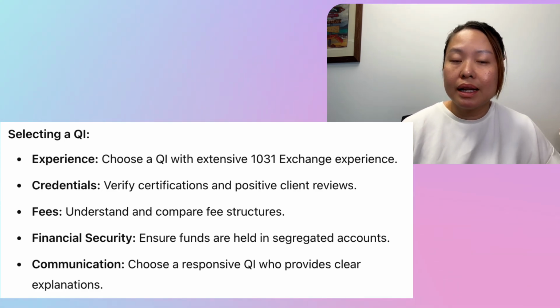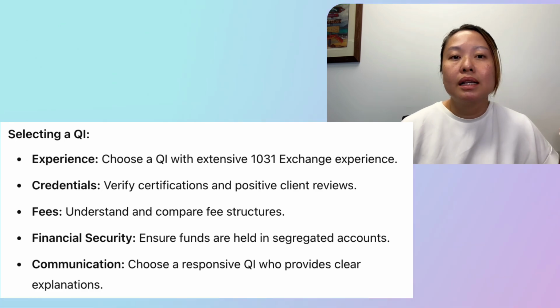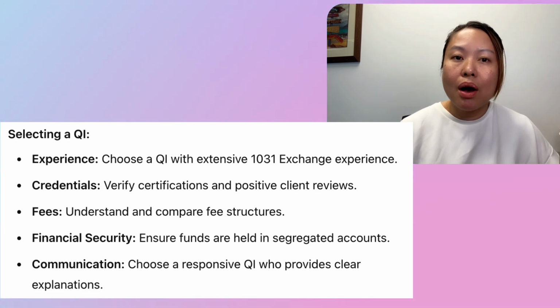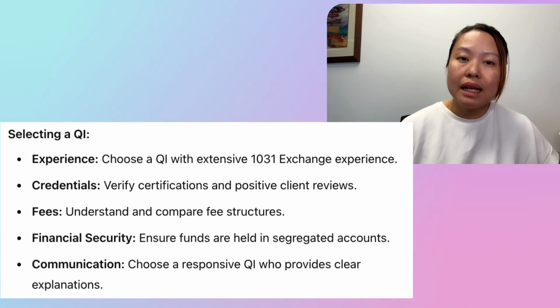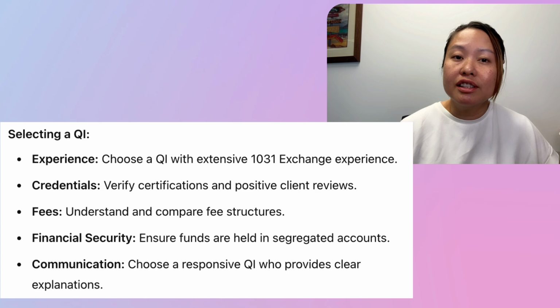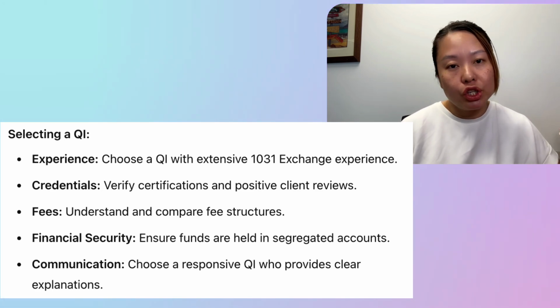The fifth thing is understand the fees. Ask about the QI's fee structure. Fees can vary widely, so it's important to understand what services are included and ensure that there's no hidden cost. For example, you want to request a detailed fee schedule and compare it with other QIs to ensure that you are getting a fair deal.